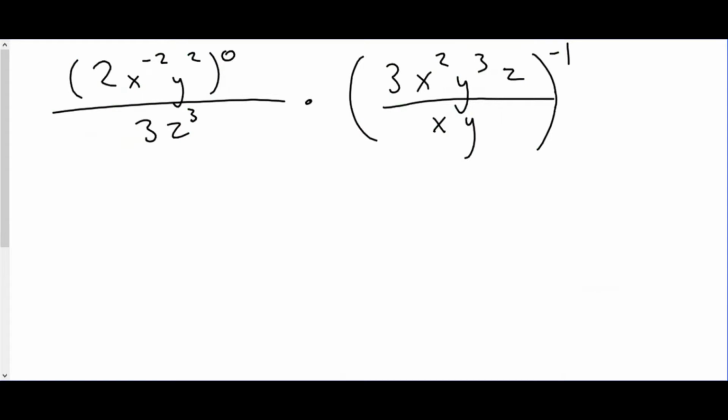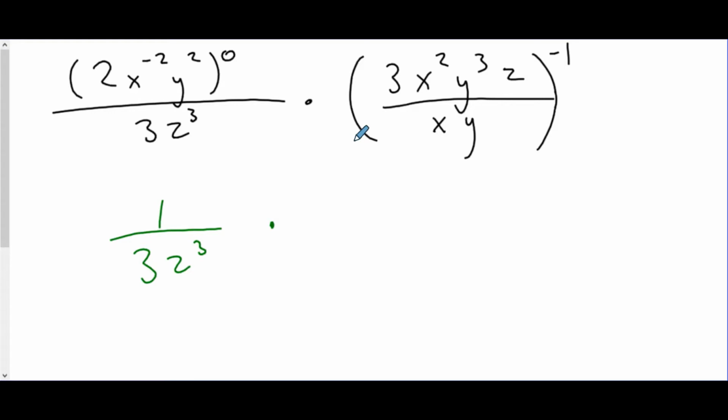Last one, I'm multiplying two different fractions, so I'm going to want to simplify each fraction as much as possible before I multiply them together. Now I notice in this first one I have a whole bunch of stuff all to the power of 0. So before I even worry about that negative, I know that anything to the power of 0 is 1. So that whole numerator is just a 1.